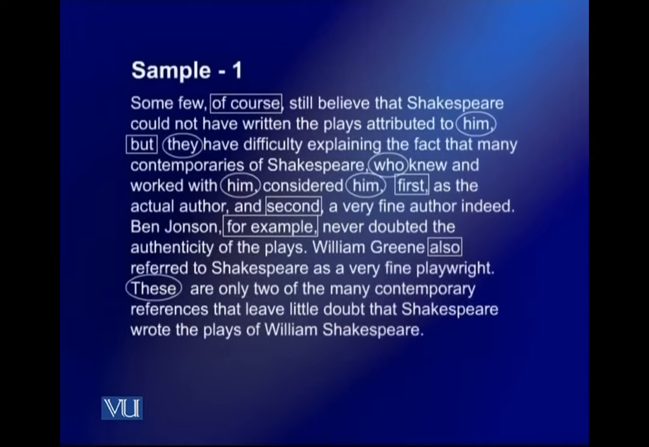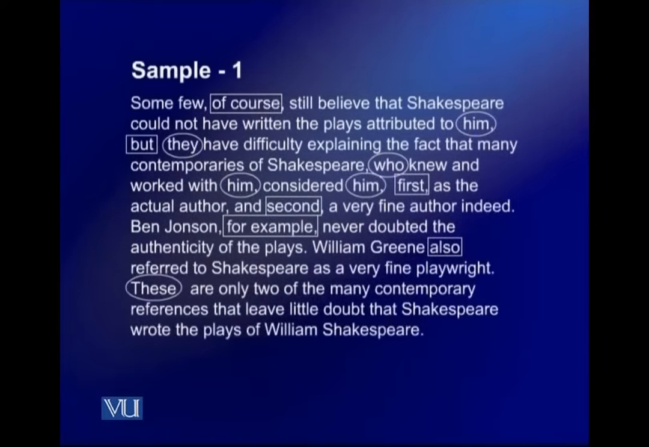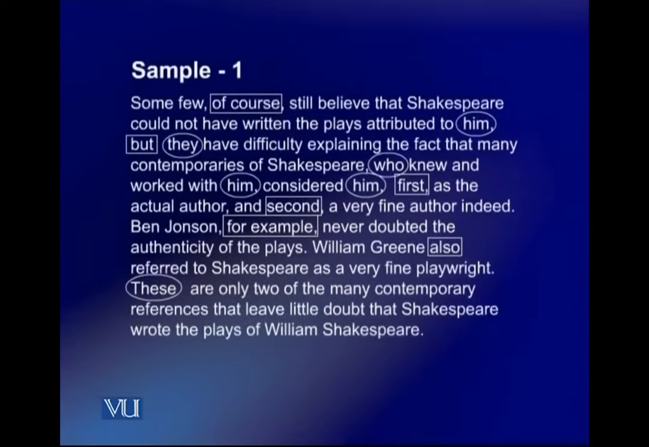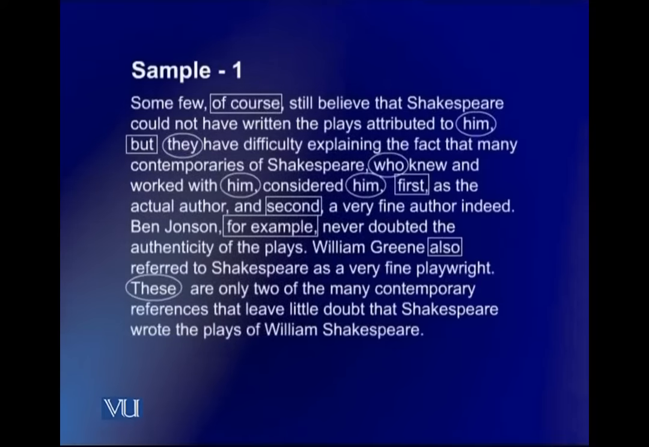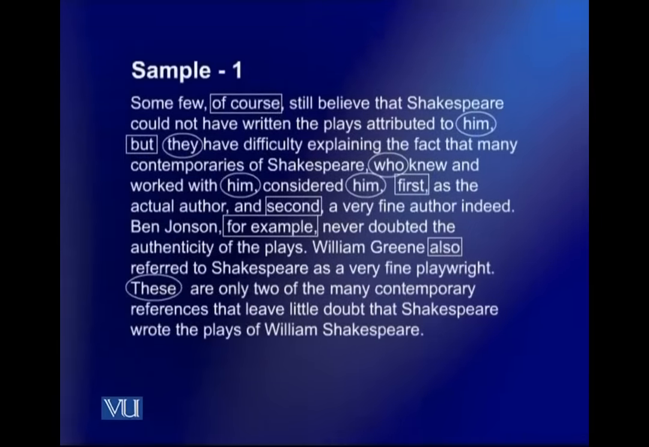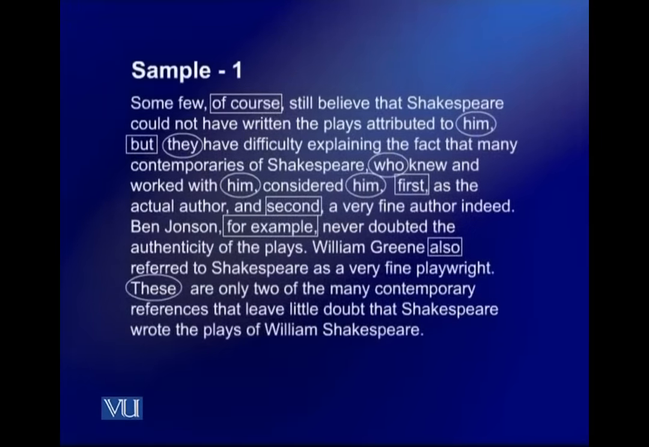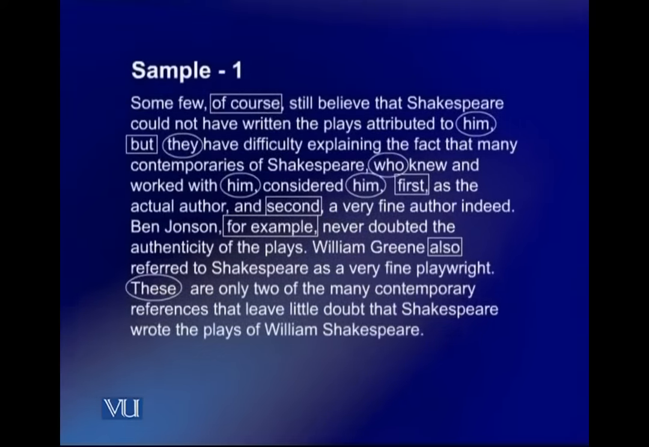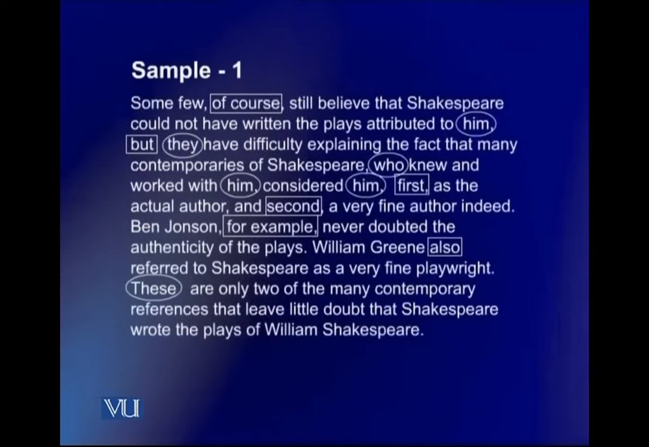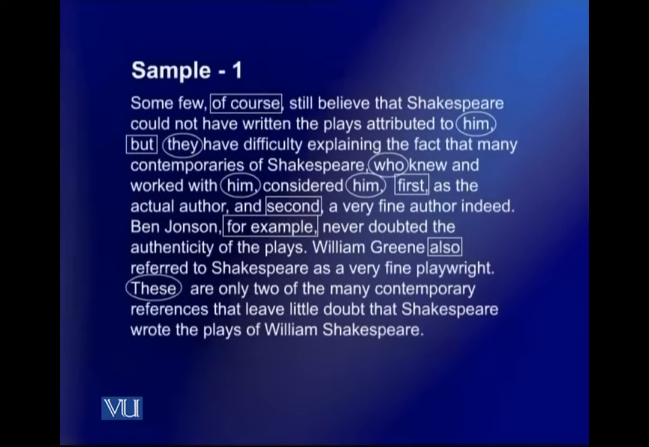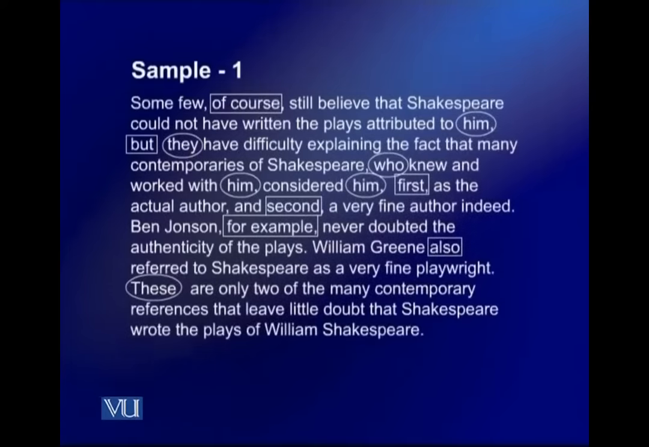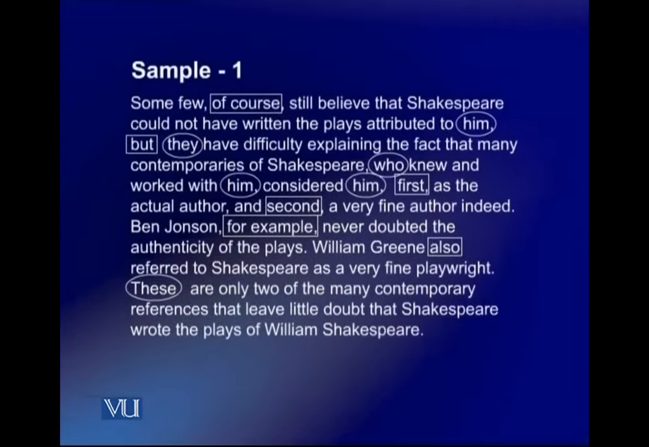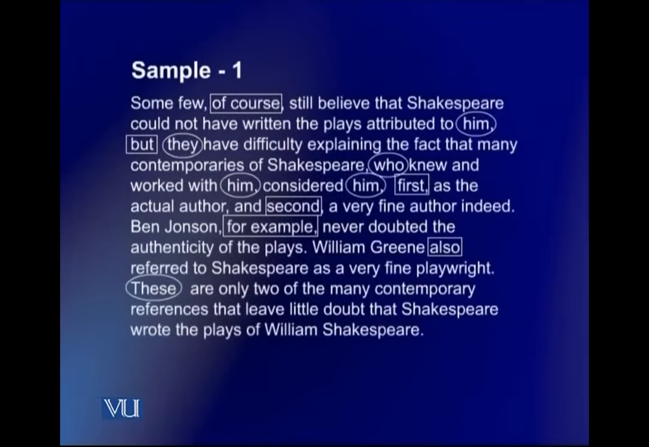And the third and fourth connectives are the word first and the word second. Notice the word first and the word second are boxed. They are both connectives of addition. They are adding on to what has been said earlier. And what has been said earlier? What has been said earlier is that these people have difficulties. The people who believe that Shakespeare couldn't have written those plays have two difficulties: first, to explain why he was an author, and second, a fine playwright.